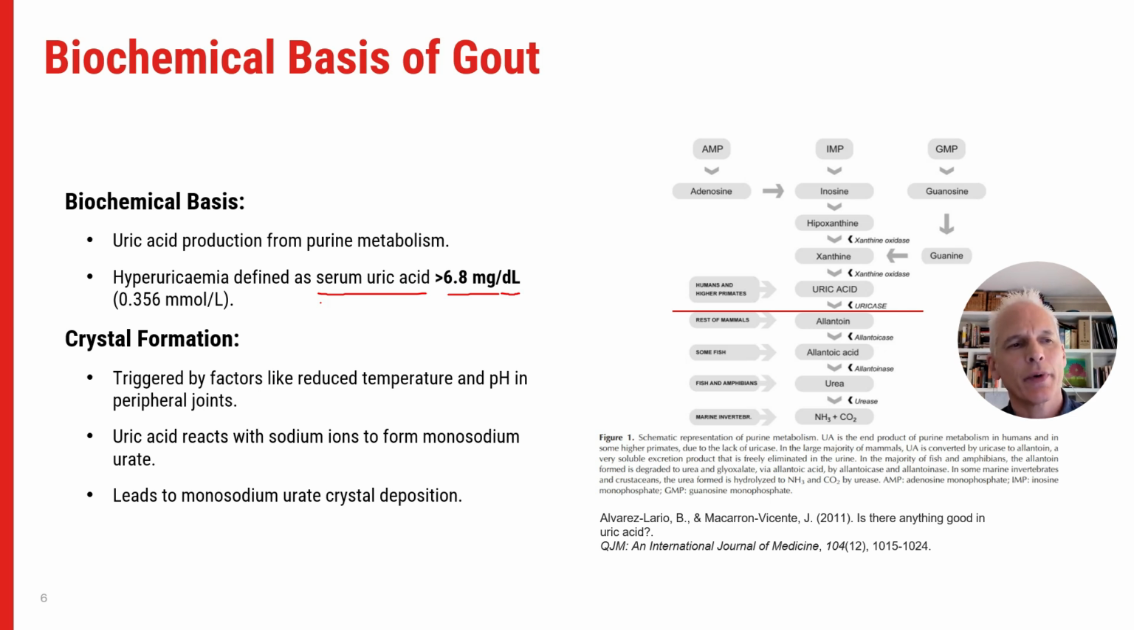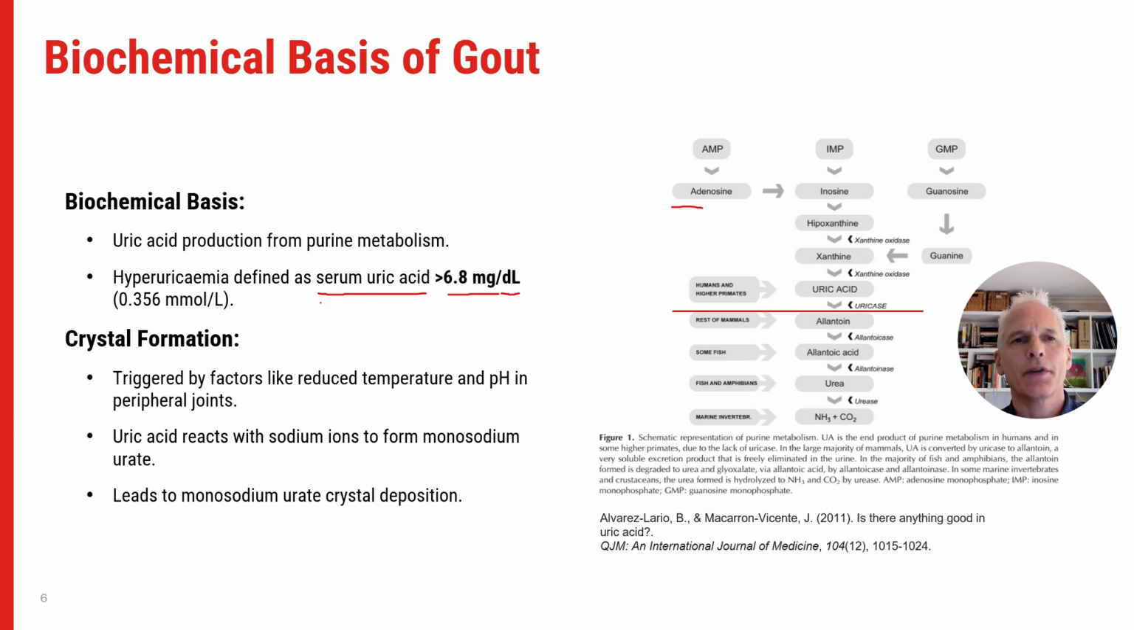So uric acid reacts with sodium ions to form the monosodium urate we spoke of before, and this leads to monosodium urate crystal deposition. Now I've got what looks to be a complicated chart here of uric acid processing, but I just want to go over this again.